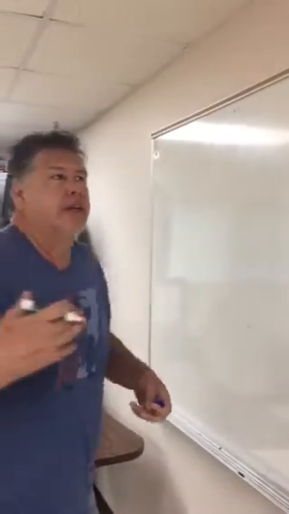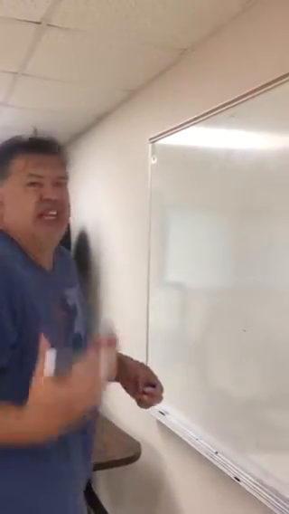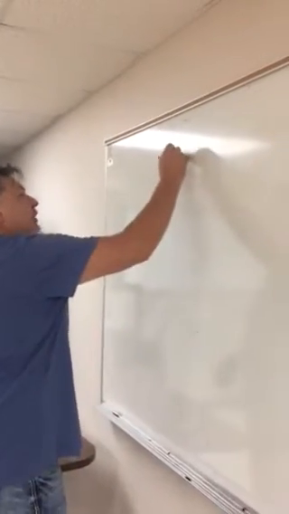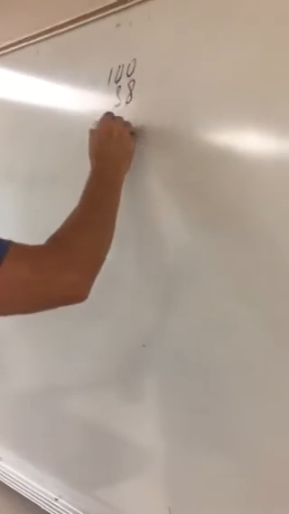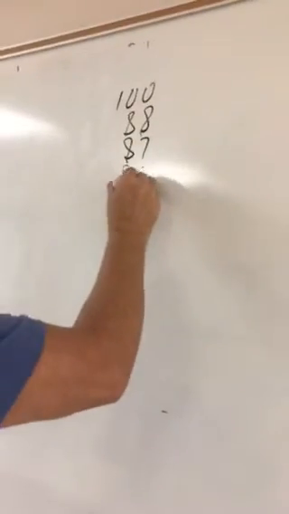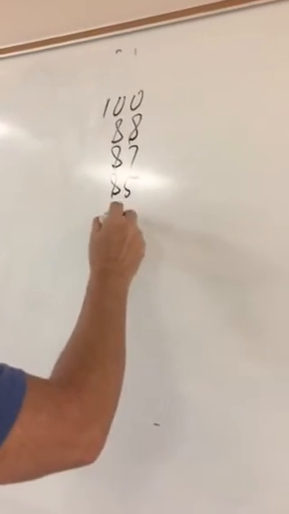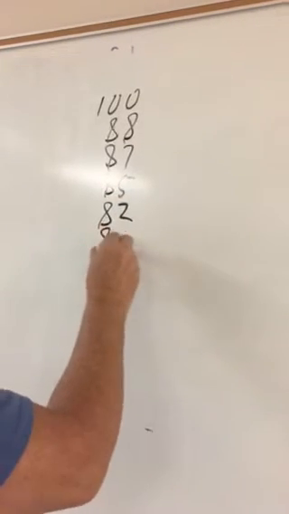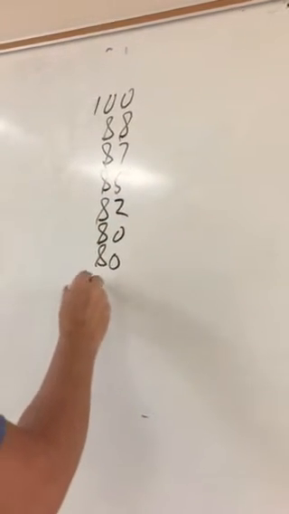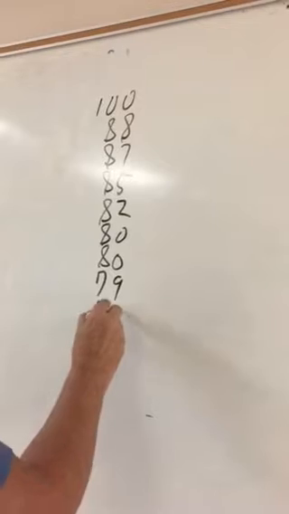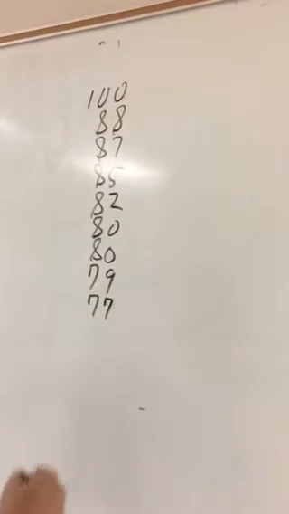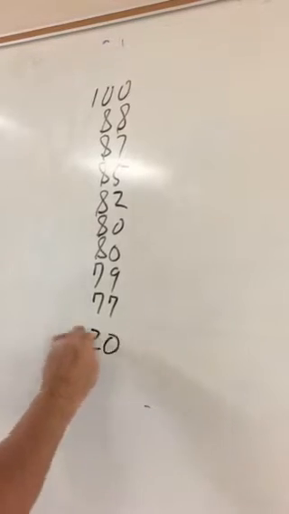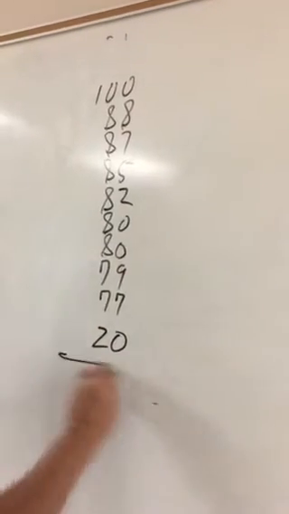Let's take test scores. So I've got 100, I've got a 90 or 88, I've got an 87, an 85, an 82, an 80, another 80, 79, 77. So that's 1, 2, 3, 4, 5, 6, 7, 8, 9, and then I've got a 20. My goodness, someone did very, very poorly on this.